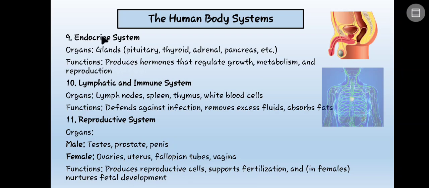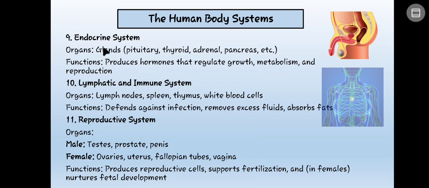Now the endocrine system. These are some organs of the endocrine system: we have the pituitary gland, the thyroid gland, the adrenal gland, the pancreas, and there are more.